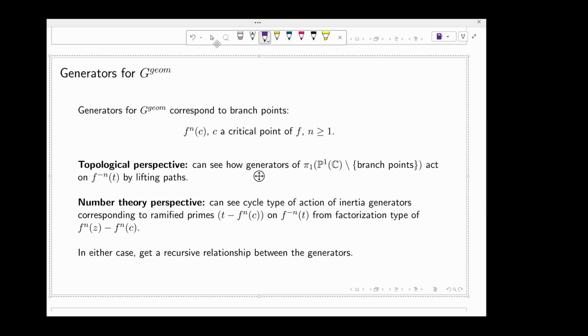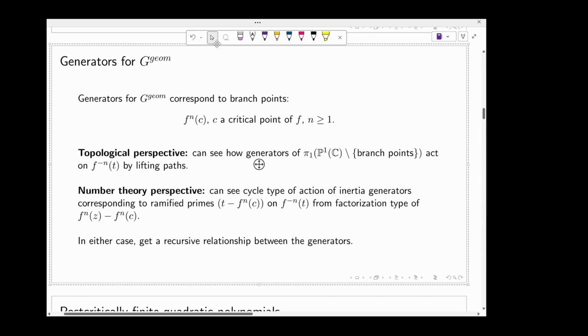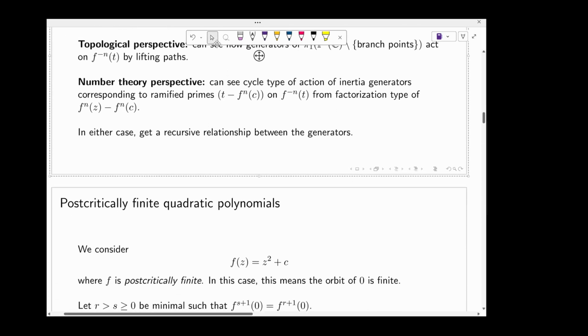I'm not going to say much more about this, but I want you to take away from these ideas that we get this recursive relationship between generators, and we can construct these explicitly in the topological case and up to conjugation in the number theory case. I'm going to say very little more about this, but I know the second talk today will talk a lot more about these ideas, at least the number theory perspective here. And we're going to take a totally different perspective of studying these Galois groups in this work.